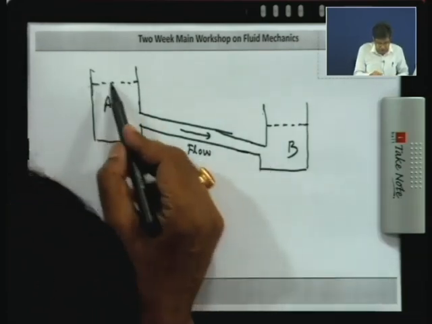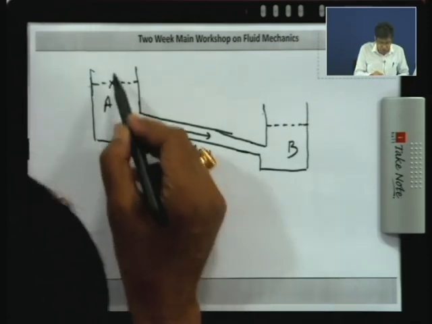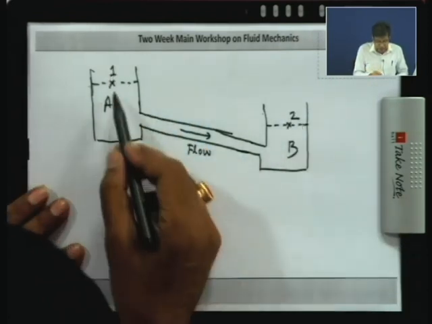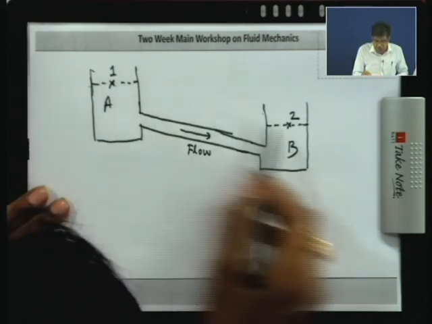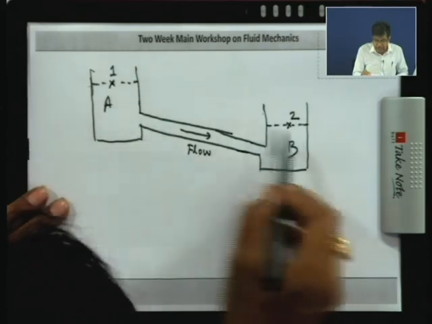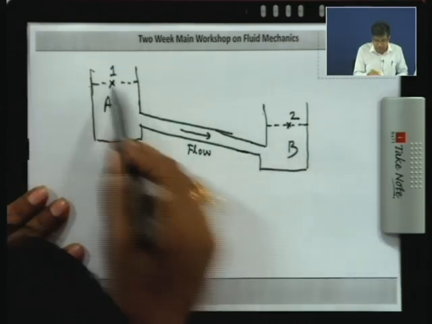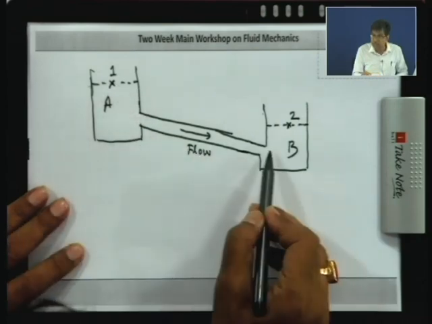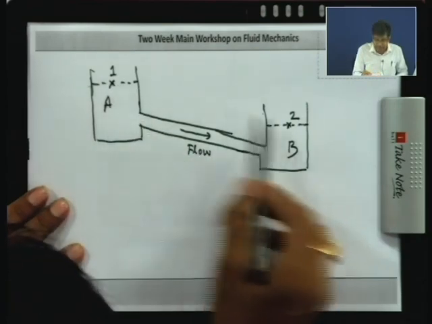Because of the energy. If you consider a point here, 1, and a point here, 2, then definitely, if you consider the 2 points, you see the energy content in any fluid element here is higher than here. So, if you connect these 2 points via a fluid path or fluid circuit, the flow will take place until this energy is balanced.